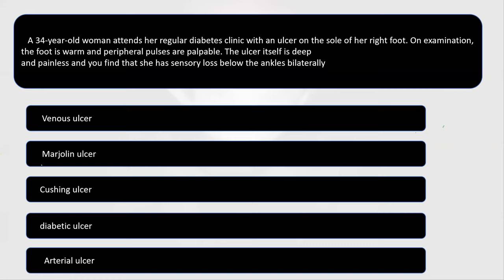What pain is this? On the sole of the foot. I'm still a diabetic. I don't know.